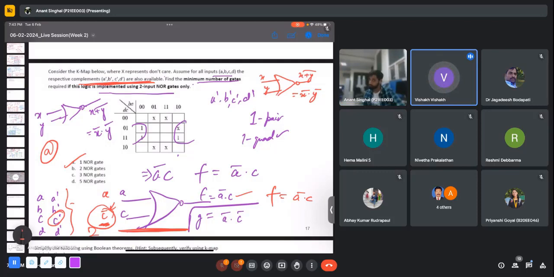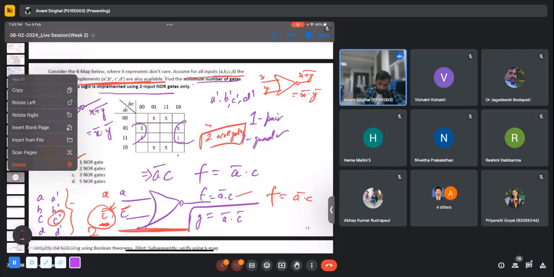Sir, are you trying to say that complements are also available in input? Yes, I can directly use C complement here because the question says all the inputs and the respective complements are also available. Sir, if the complements were not available, then the answer would be three NOR gates. Then the answer would be 2 by 3. Please explain why you're saying 3 NOR gates can be used.